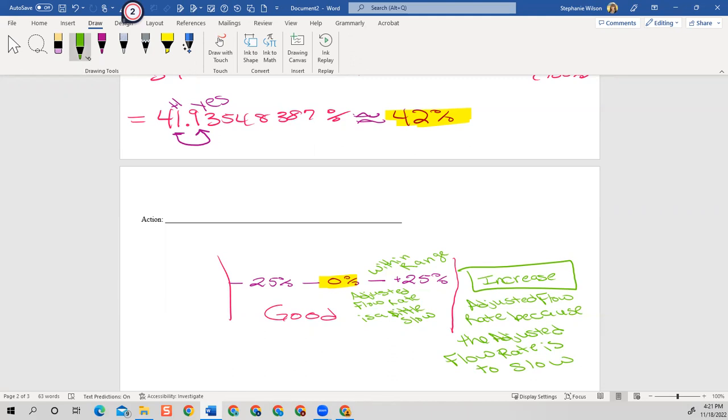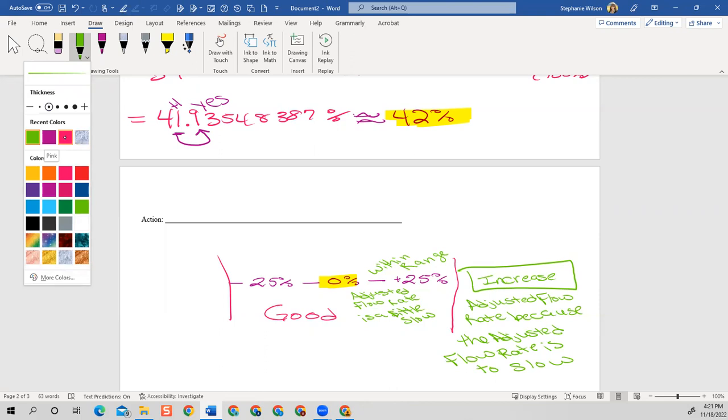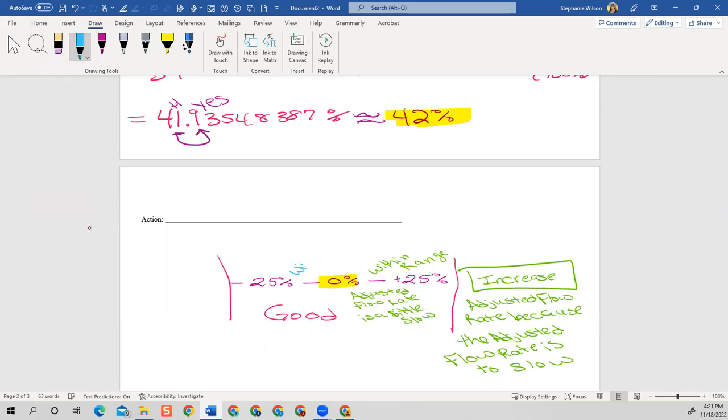Now, let's talk about what happens when it goes from 0 to negative 25%. Well, we're going to call that good. It's within range if it goes from 0 to negative 25%. But the adjusted flow rate is a little slow. I mean, excuse me, sorry, a little fast. But as long as it falls in this window here, we're going to say it's good.